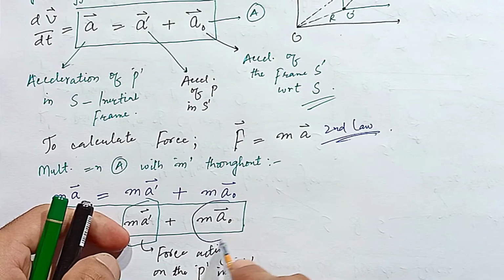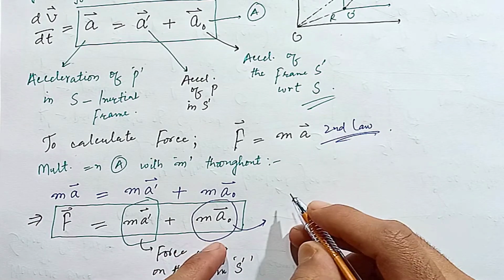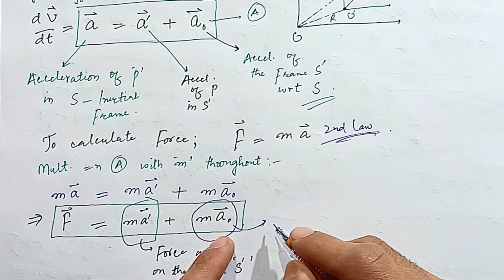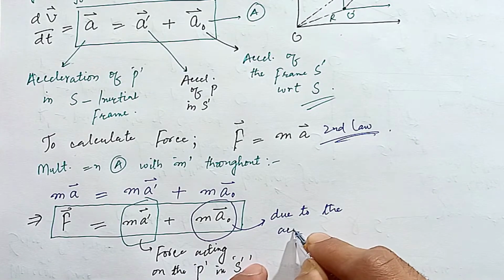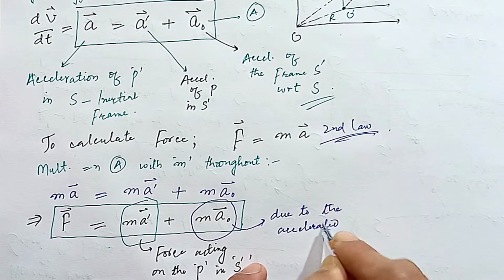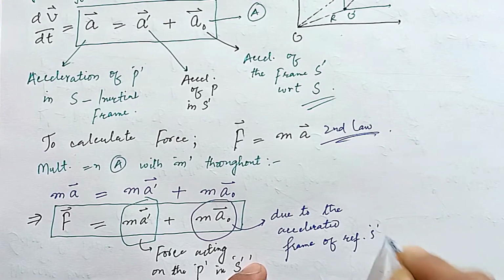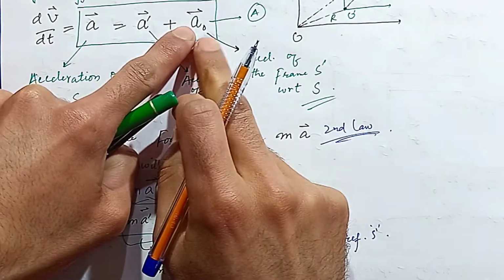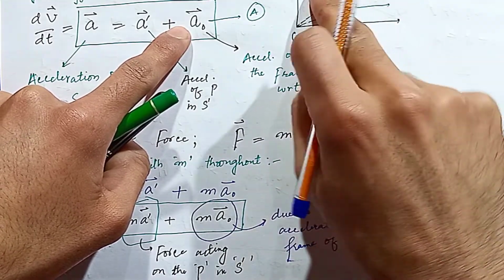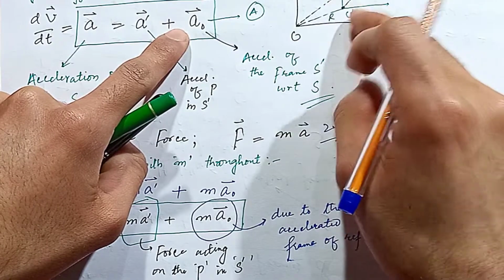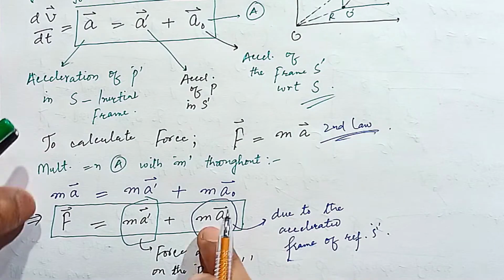There is an additional term, this m a naught, and this is also a force. But this force is due to the accelerated frame of reference, frame of reference S prime. Because we know A naught is the acceleration of frame of reference S prime with respect to S. This is the acceleration of this frame with respect to this. So this gives the origin of another force inside this equation.